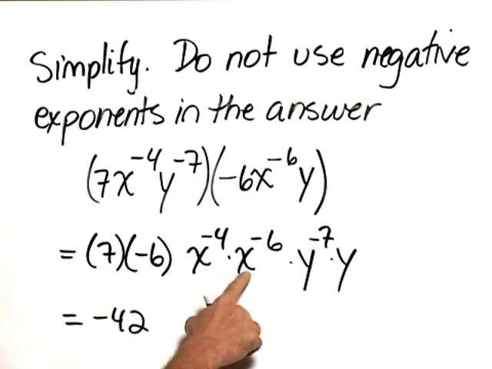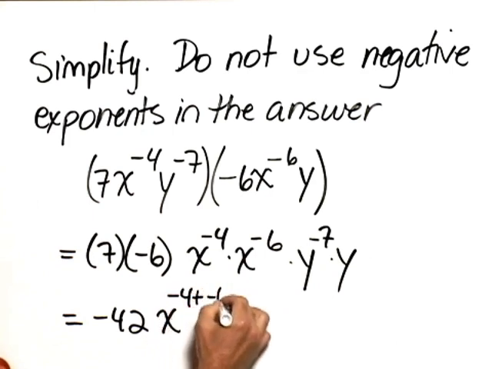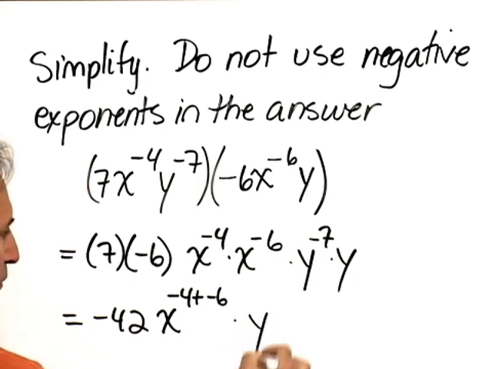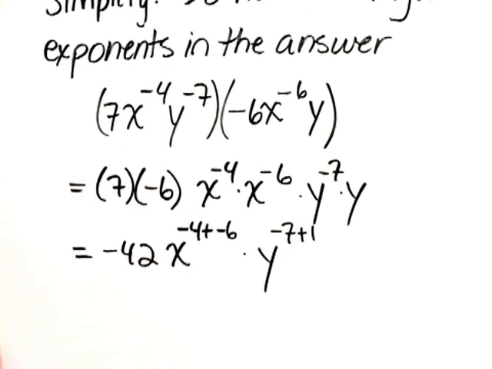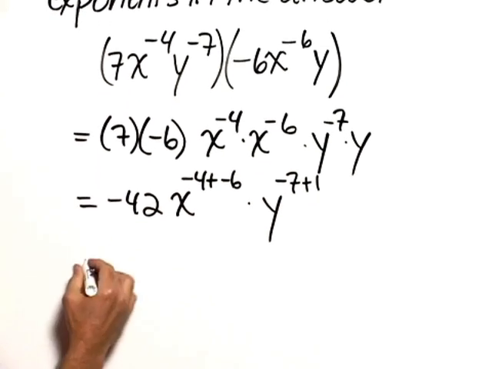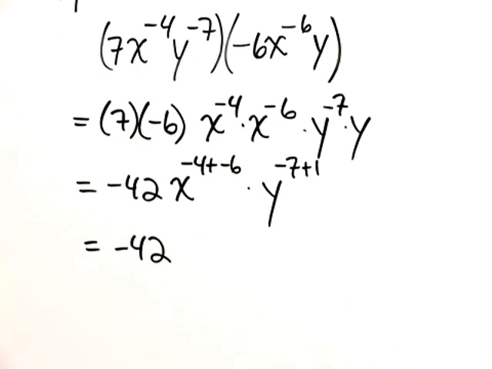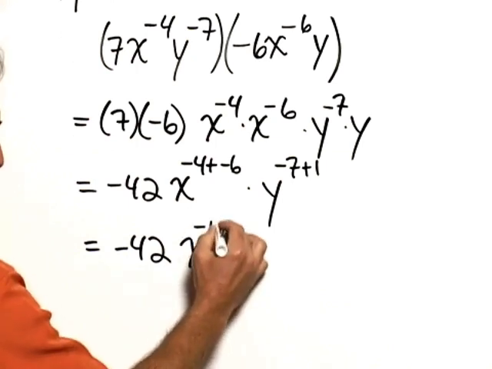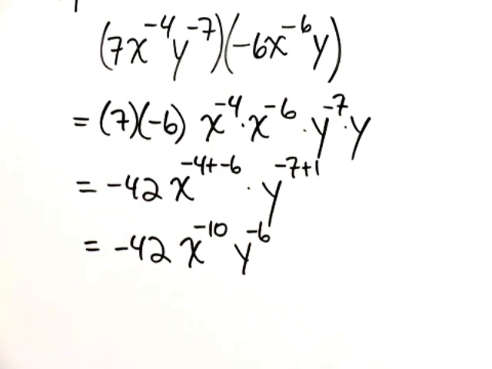When we multiply exponential expressions with the same base, we add the exponents. So it would be x raised to the negative 4 plus negative 6. Then times y, same procedure, negative 7 plus 1. This would make our next line be negative 42 x to the negative 10 y to the negative 6.